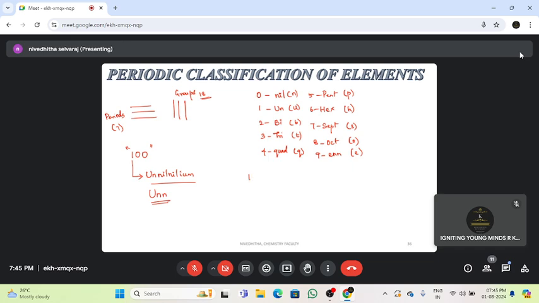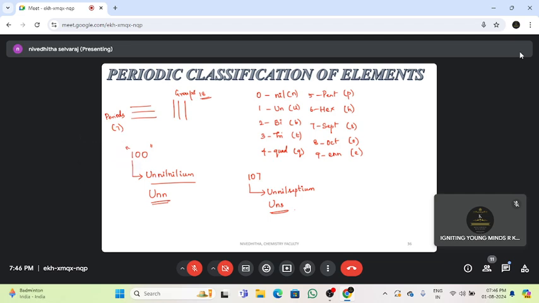Let us write for 107 then. So for 1, it is un. And for 0, it is nil. And for 7, it is sept. And you have to write the suffix as IUM. And what is the symbol? UNS. That's it. Is that clear? Okay. Fine.